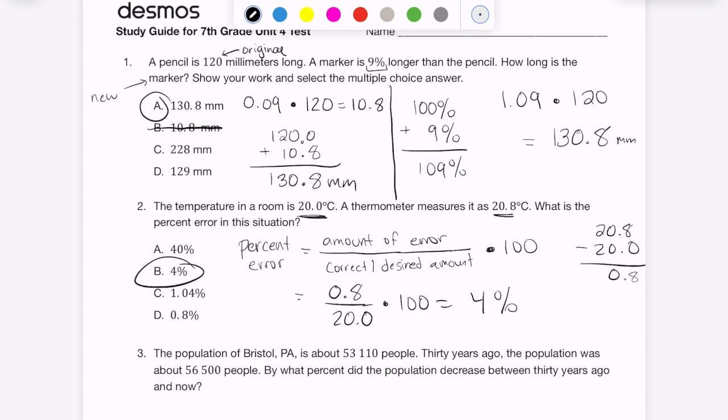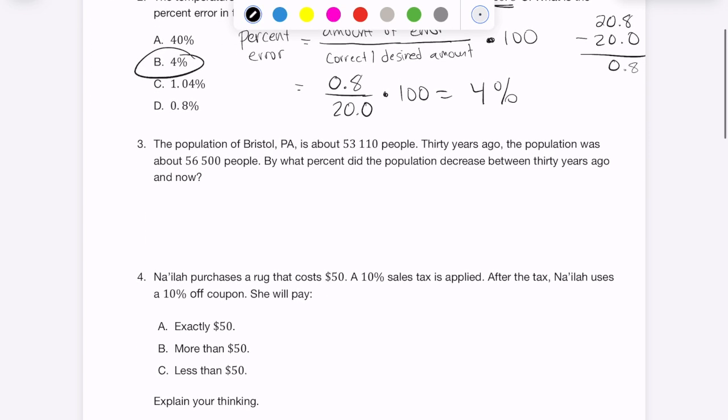Cool. All right, same thing. Do question 3 if you haven't already. Pause the video and come back to hear the explanation when you're ready.